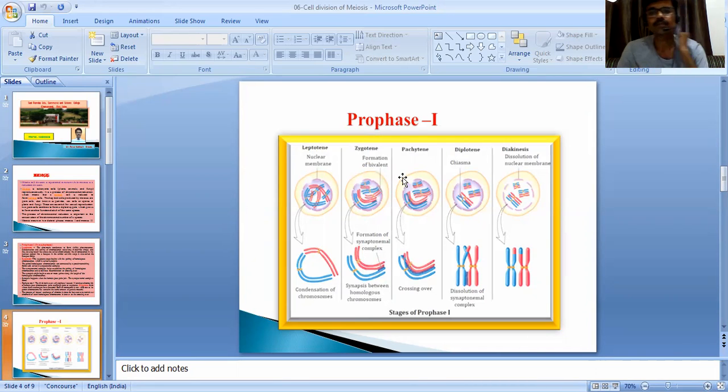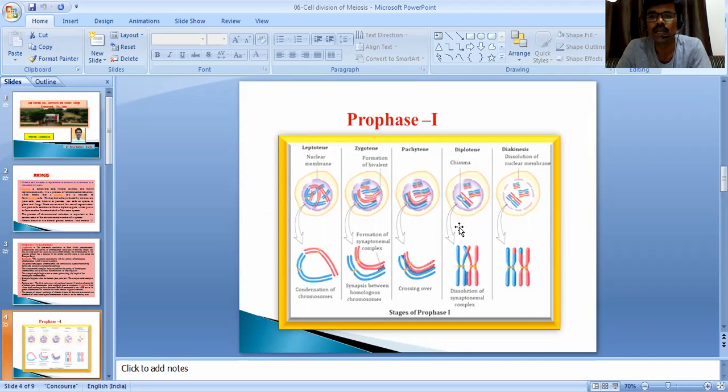The third one is pachytene. The pachytene stage is also called pachynema, and here the crossing over occurs. In pachytene, in the homologous pairs, crossing over occurs. Then the fourth one is diplotene. Here crossing over occurs and forms a chiasma. Here, the red and blue colors show the overlapping chromosomes.